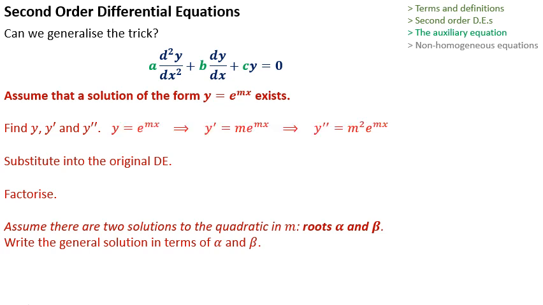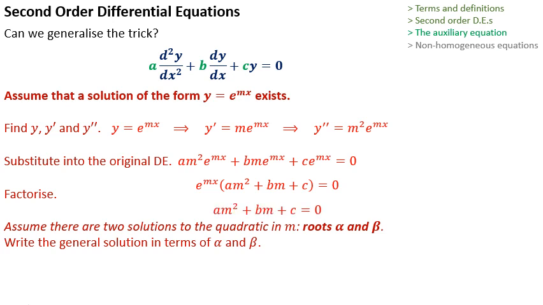Let's begin with this. y is e to the mx, the derivative is m e to the mx, and the second derivative is m squared e to the mx. If we substitute into the original differential equation, we get this, a m squared e to the mx, etc. When we factorize, we can pull out e to the mx, and we're left with this quadratic, a m squared plus bm plus c equals 0. This is the important bit. This part here is an equation which tells us about the original differential equation.